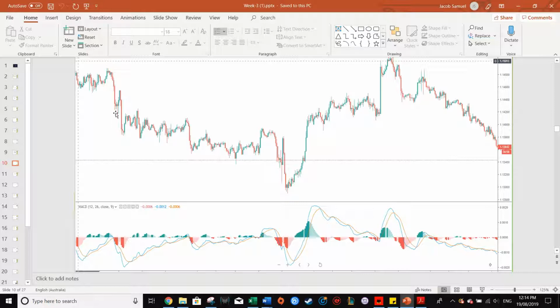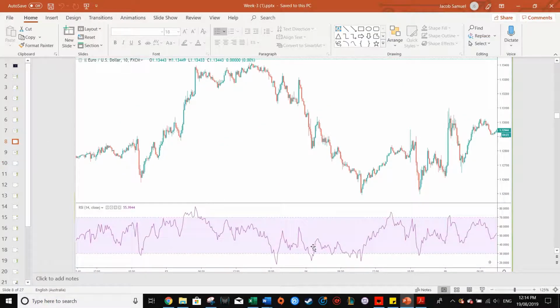Now there are more advanced things I don't want to get into, such as the actual divergence and the convergence factor with the RSI, stochastics, and even the MACD. I don't want to get into these because I personally don't like using them. They're not really profitable. They're not very successful.